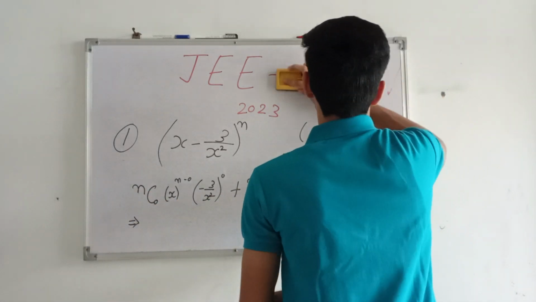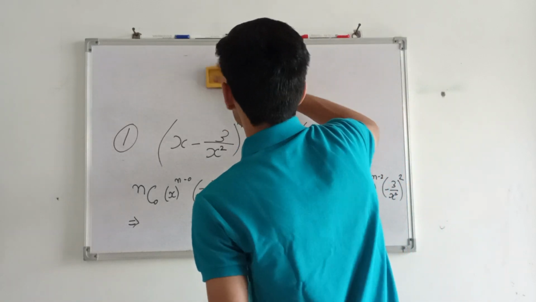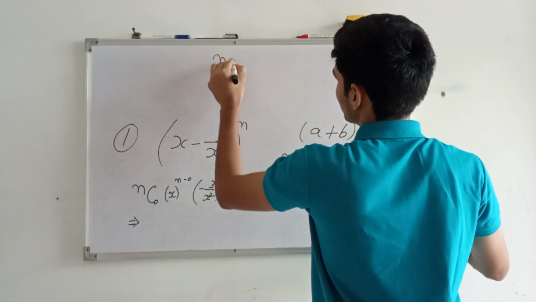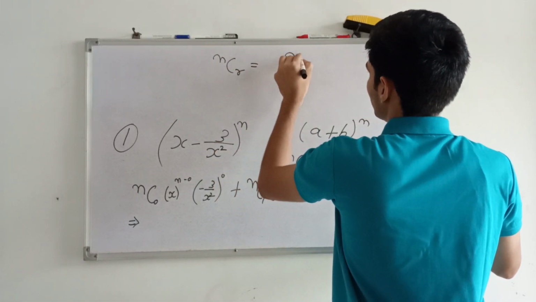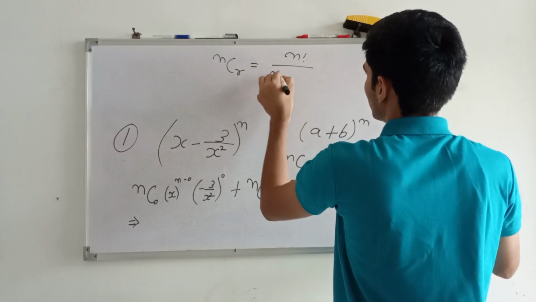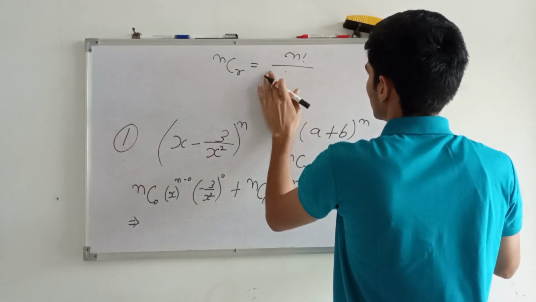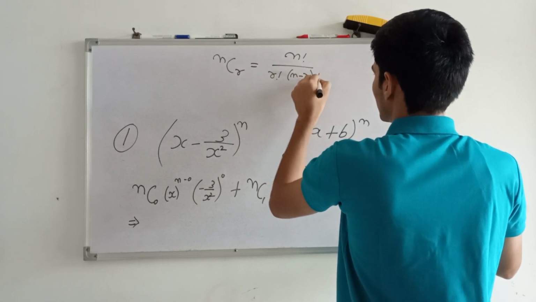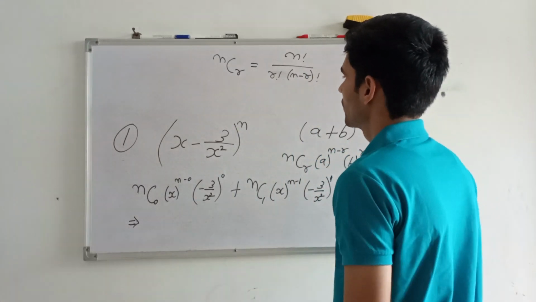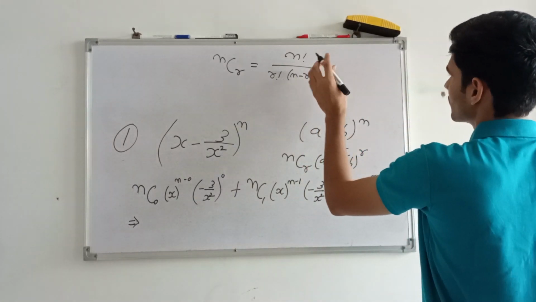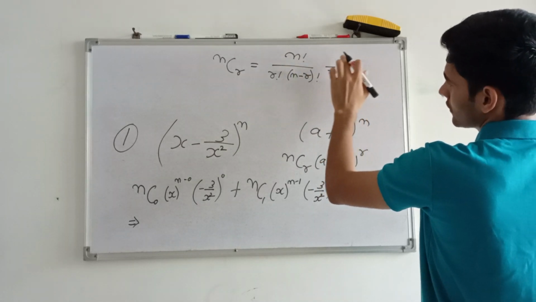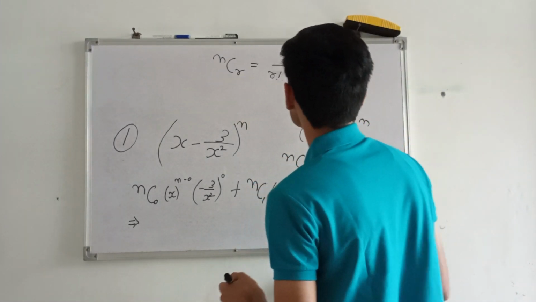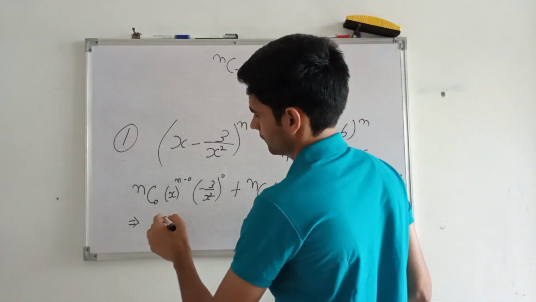What is nCr? Let me create a space for you. nCr is n factorial divided by r factorial into n minus r factorial, or we can also write it as n into n minus 1 and so on, r terms, upon r factorial. So how can we do it?